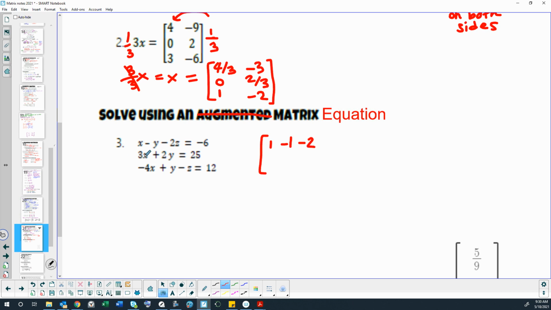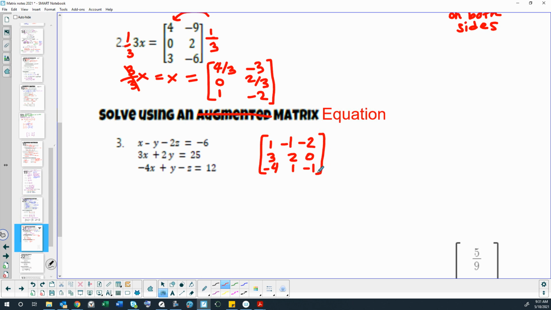And the coefficient next to 3x is 3. And the coefficient of 2y is 2. Uh-oh, our last number needs to be a z. There is no z. What do we put there? 0. Good. And then on the third equation, the coefficient of -4x is -4. And the coefficient of y is 1. And the coefficient of -z is -1.